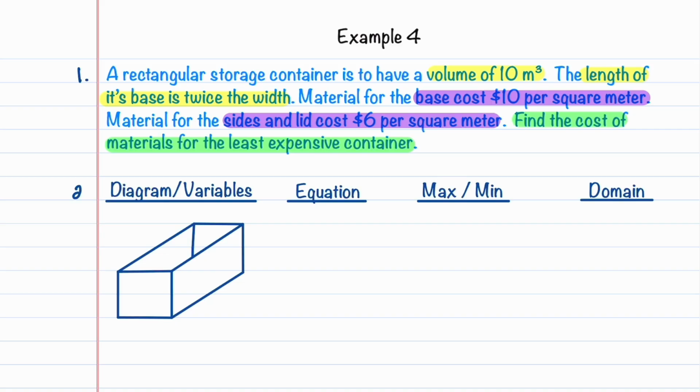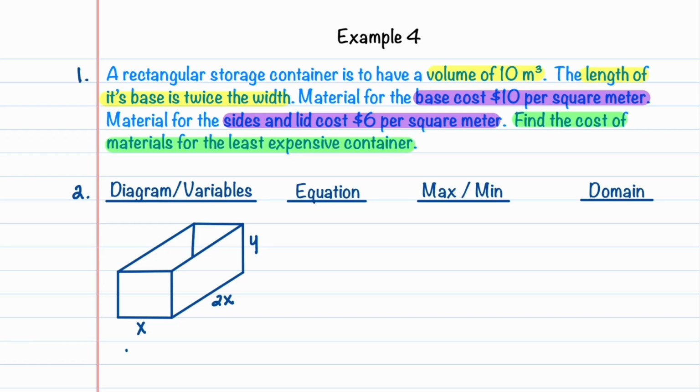Our second step is to put all this information into the 4 categories that I have listed here. I went ahead and drew a storage container, and now we just have to label the sides. We're told that the length is twice the width. So let's let our width be x, and then our length can be 2x. And then we'll let the height be equal to y. Now we need to write down these labels.